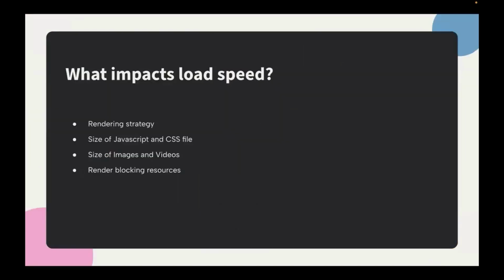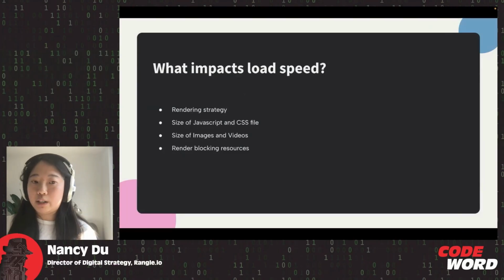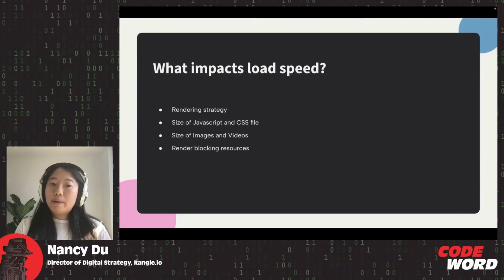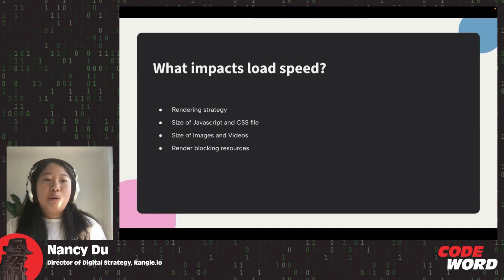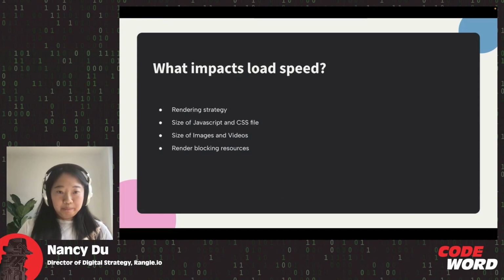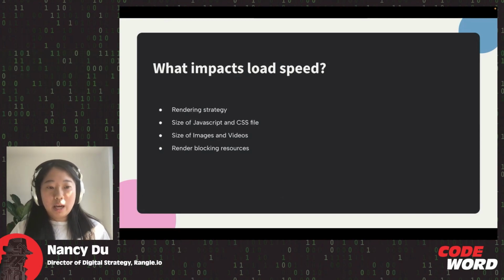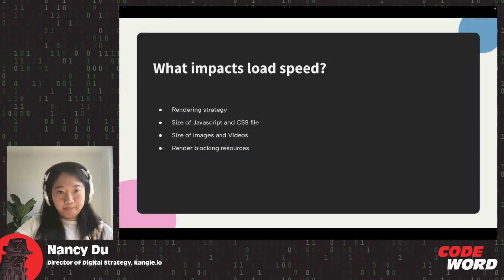When it comes to optimization, we're going to be talking specifically about load speed and what impacts load speed. So there's 4 main things. There are many more ways that you can optimize, but these are the 4 key things that I've found over the years have the largest impact. 1 is your rendering strategy. 2 is the size of your JavaScript and CSS files. 3 is the size of your images and videos, and the 4th is any sort of render-blocking resources.